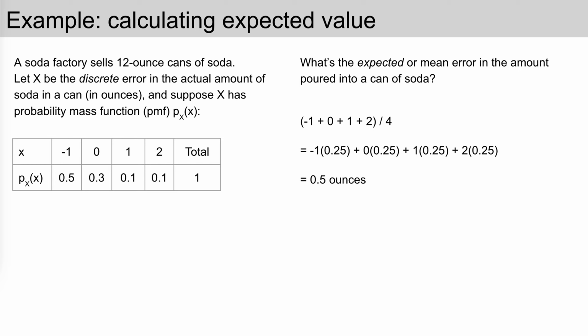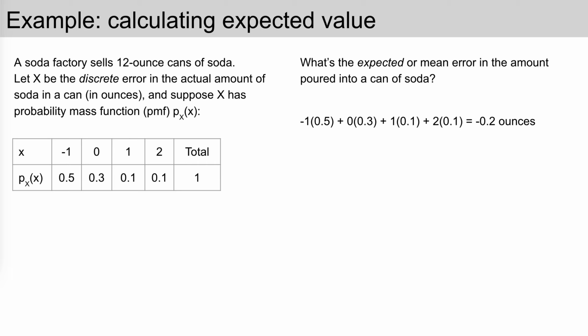But this would be incorrect. Putting equal weight on each possible outcome in this way assumes that these outcomes of x are equally likely. For example, it ignores the fact that the machine is much more likely to underpour, that is, for x to be -1, than it is to overpour, that is, for x to be a positive value, like 1 or 2.